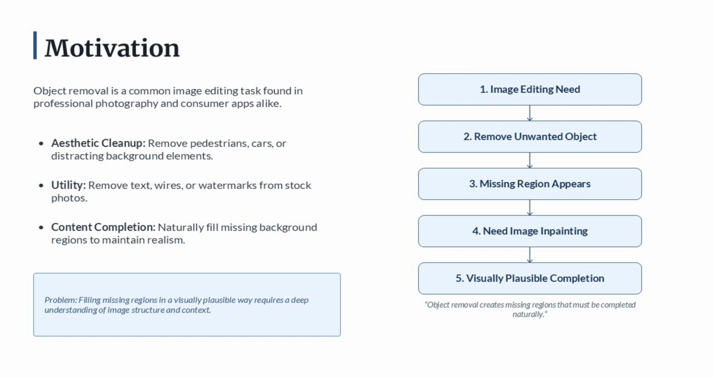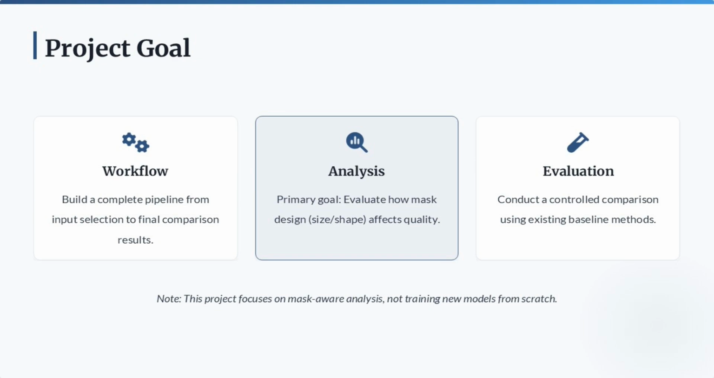However, object removal is not only about deleting an unwanted object. After an object is removed, the image will contain a missing region. This missing region must be filled in a visually plausible way so that the edited image still looks natural. That is why image inpainting is important. Image inpainting aims to complete missing or masked regions while preserving the structure and visual consistency of the original image. In this project, I want to study this object removal process and analyze how different masks influence the final inpainting result. The goal of this project is to build a complete but small object removal workflow.